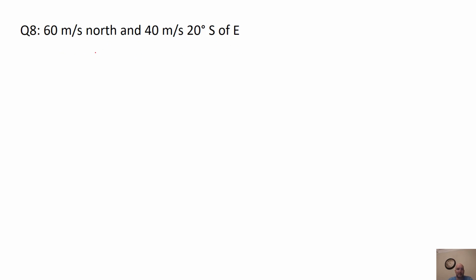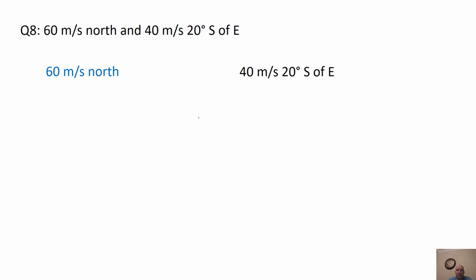Once again, if you have my class, if you have a different class, you might do all of these. Okay, so we have 60 meters per second north. It's already a vector. It's already going to be a y component, but now we have to break this one into its x and y components.